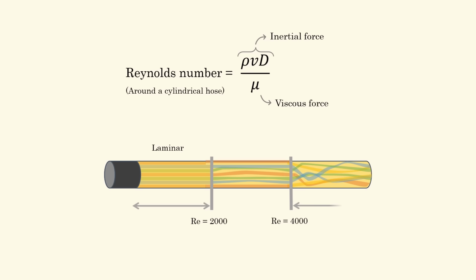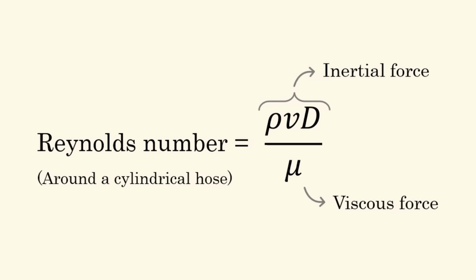If Reynolds number is greater than 4000, it's turbulent. And between 2000 and 4000, the flow is transitional and it can behave either laminar or turbulent. And from this equation, we can clearly see the Reynolds number depends not only on velocity, but it also depends on fluid density and fluid viscosity.